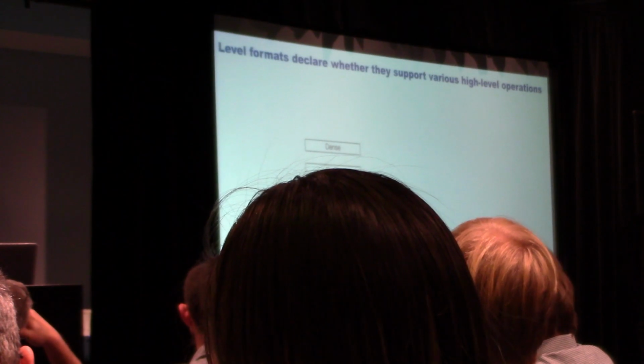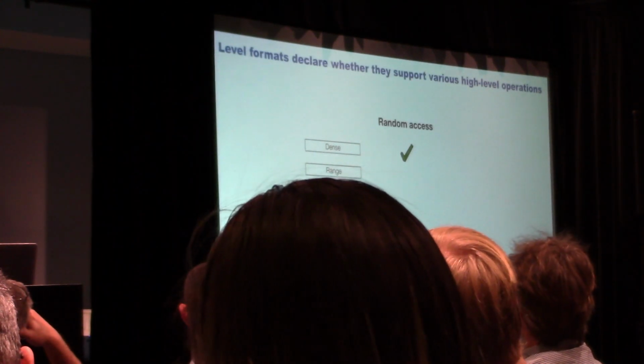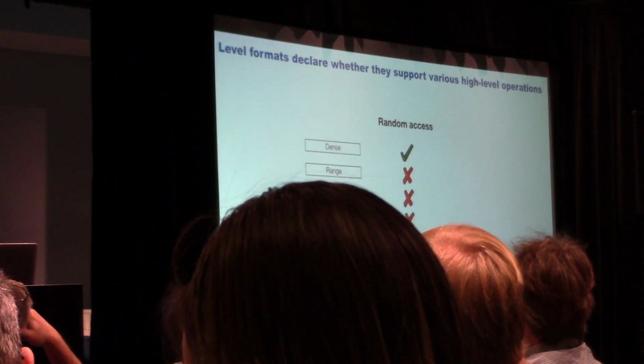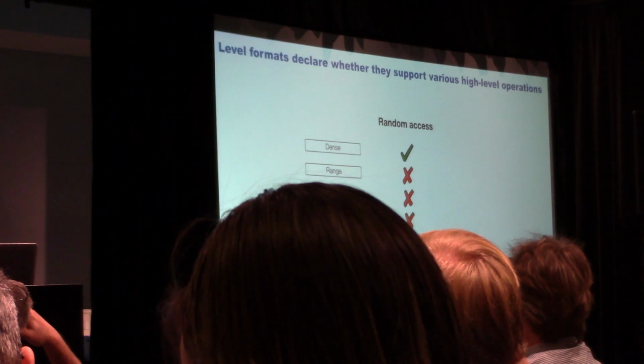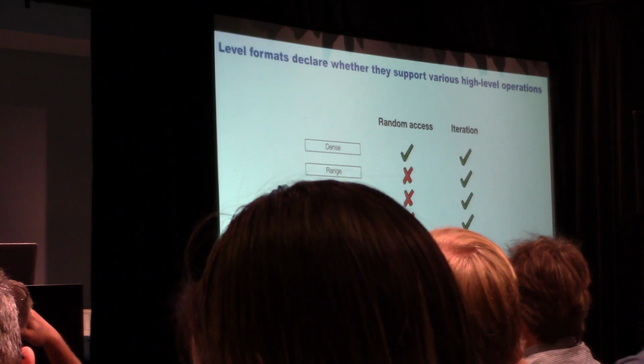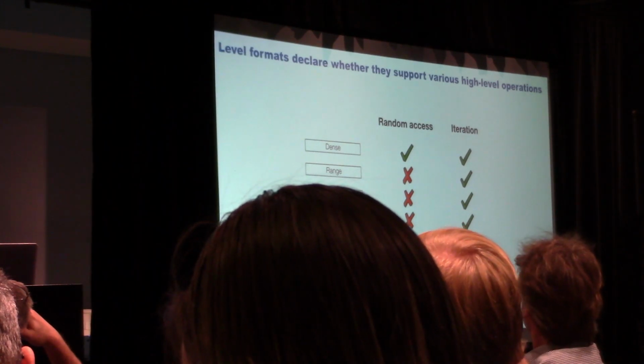So given these different level formats, it depends. Dense has random access available. Other formats don't have random access available, so for them I can't do random access. Luckily, everybody has some way of iterating over their representation. So we use that.